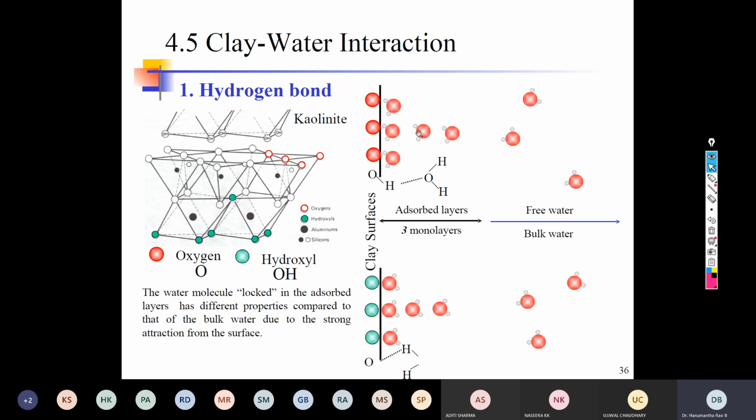Now it is the person, his name is Stern, who first found that on the clay surface there is one layer of water that always exists because of the strong negative charge of the clay particle. So this is called a monolayer. There is a monolayer of water molecules strongly attached to the clay particle. So this strength is so high.